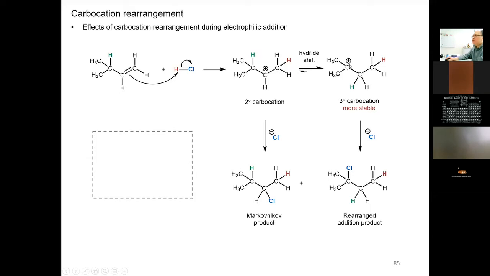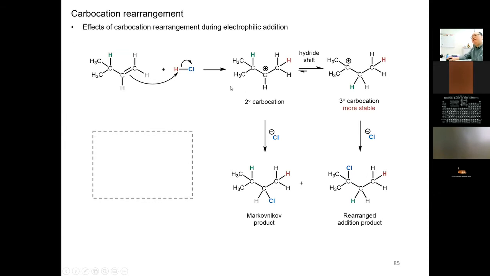So once the tertiary carbocation is generated and it is more stable, the chloride can now attack the tertiary carbocation to give this product, which we call the rearranged addition product. So it's not Markovnikov, it's not anti-Markovnikov, but it's a rearranged product because of the rearrangement of the carbocation.